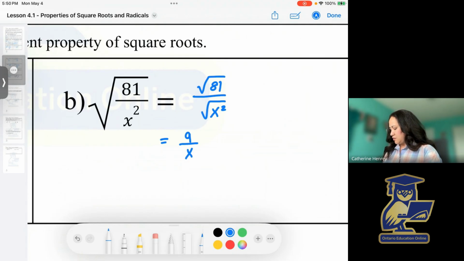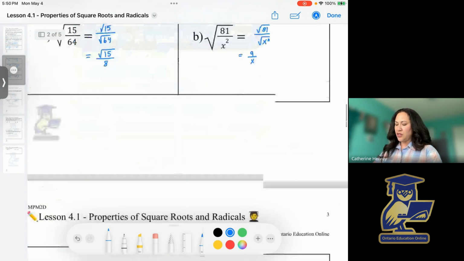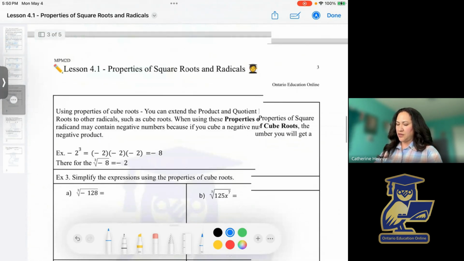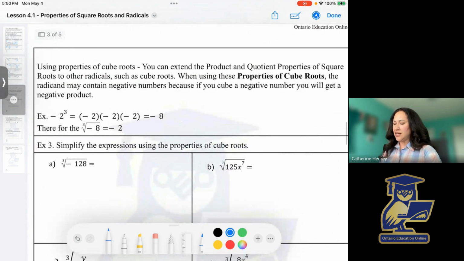Moving on to some further examples. We won't work too much with cube root, but it's some good practice. So using properties of cube roots, you can extend the product and the quotient properties of square roots to other radicals such as cube roots. When using the property of cube roots, the radicand may contain a negative number because if you cube a negative number, you will get a negative product.